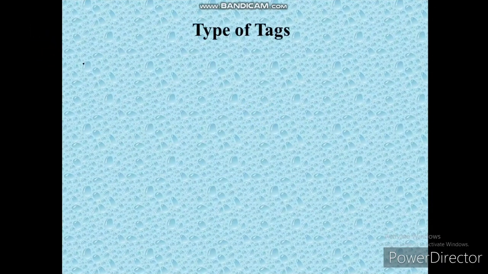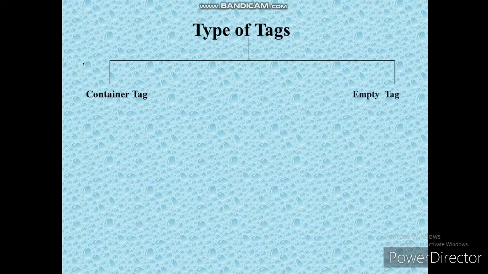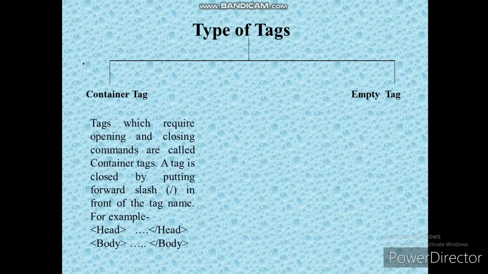Now, types of tags. There are two types of tags: container tag and empty tag. What is a container tag? Tags which require opening and closing commands are called container tags. The tag which needs opening and closing is known as container tag.